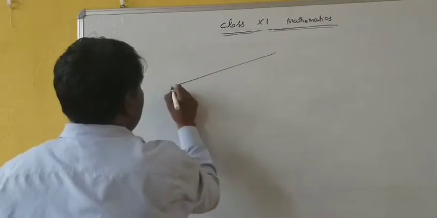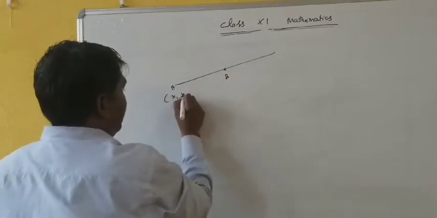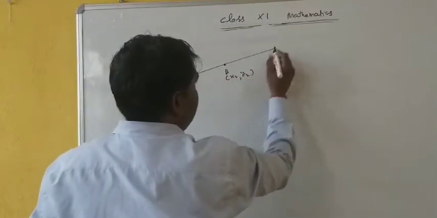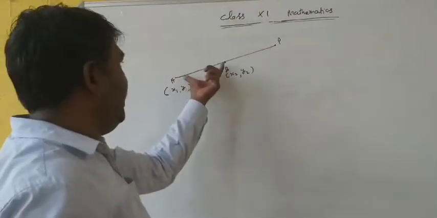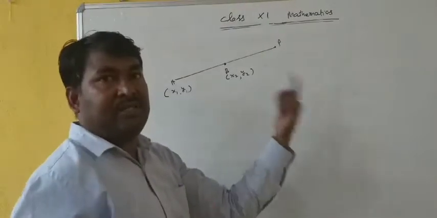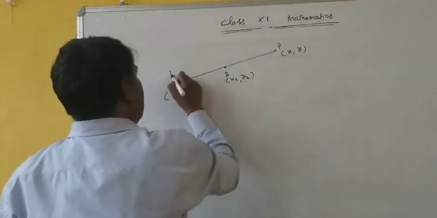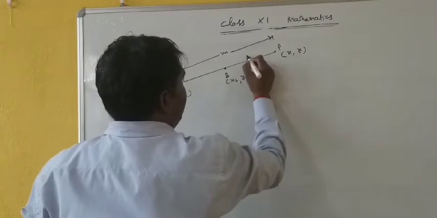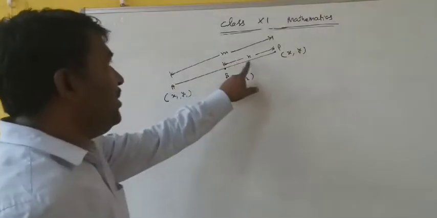suppose AB is a line. Here x1, y1, x2, y2 are coordinates, and P is a point outside of the line joining these 2 points. Then this type of division is called an external division. Let its coordinate be x, y. And now let the total be m and the outside part be n.